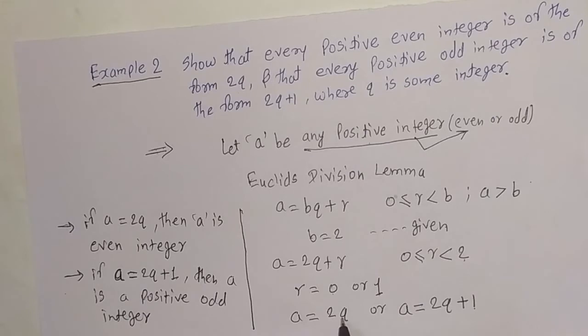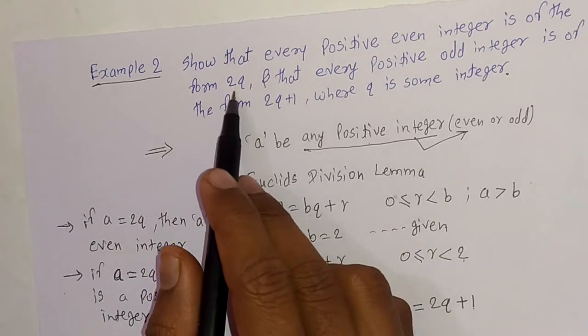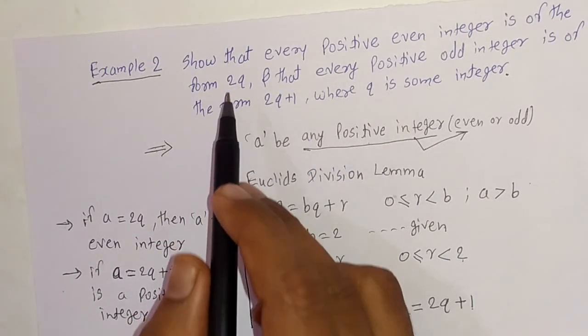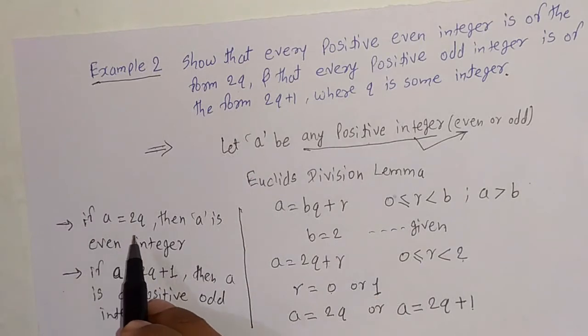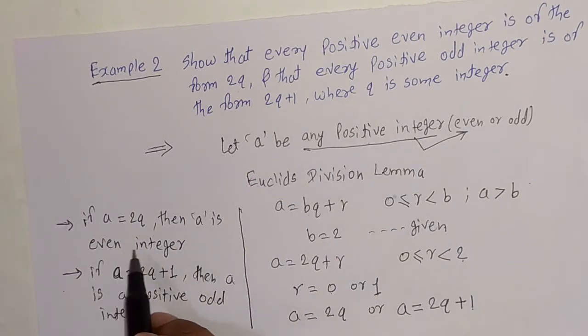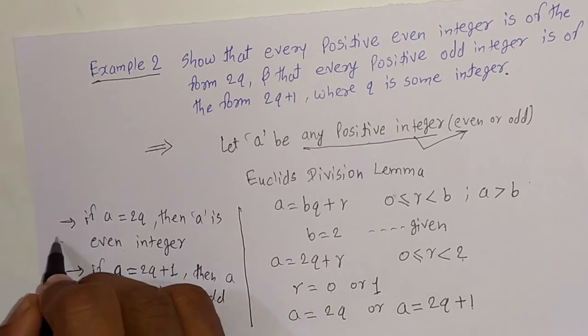Now if we multiply any number by the value 2, then it will be an even number. If a equal to 2q, then this will always be a positive even integer. So this is our answer. A positive even integer is of the form 2q. If a equal to 2q, then a is a positive even integer.